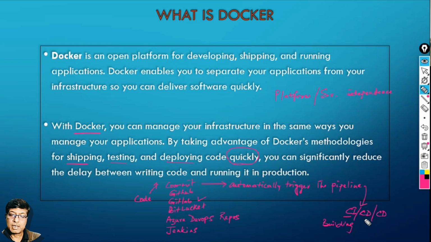Continuous delivery is release, and this one is deploy. You deploy it to your test environment or your pre-production environment. This is all done automatically through the pipeline. And in the meantime, you have your SonarQube, which can test the quality of the code, and then so many other stages you have.